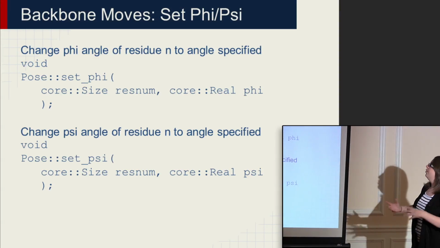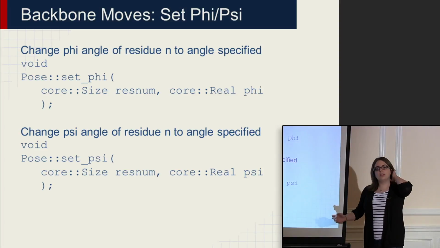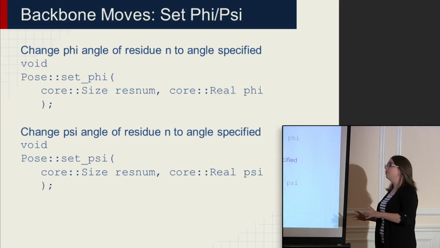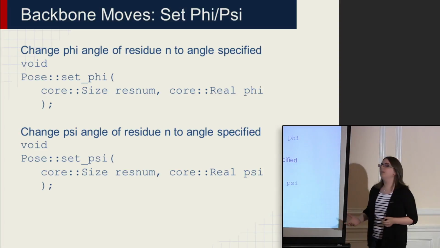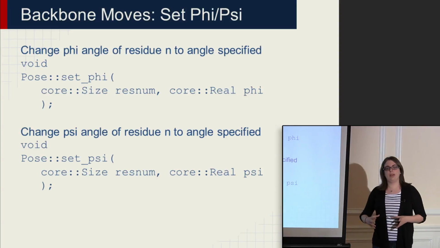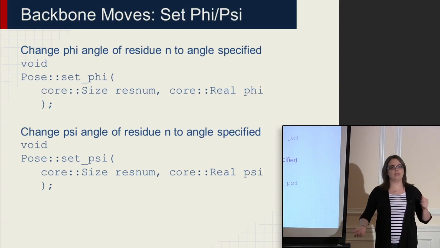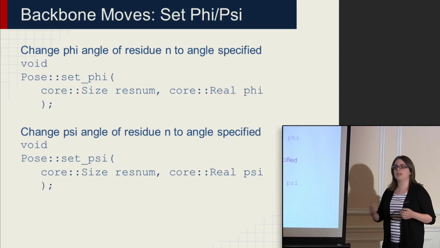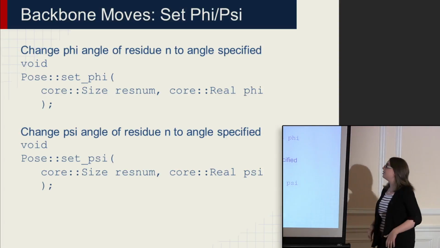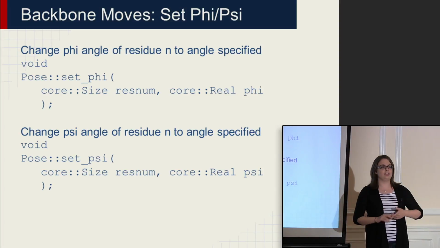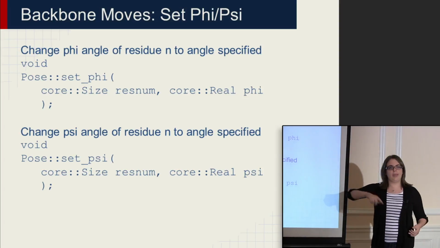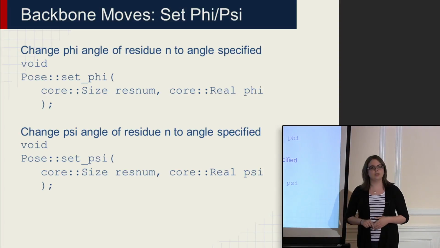You don't necessarily need a move map to do this, but the first step to moving things in a pose, we'll talk about later in the week. We have things called movers, which will allow us to make some larger scale moves or different types of moves in the structure. But the first type of backbone move we'll just talk about is explicitly setting phi and psi angles or picking random phi and psi angles to change.